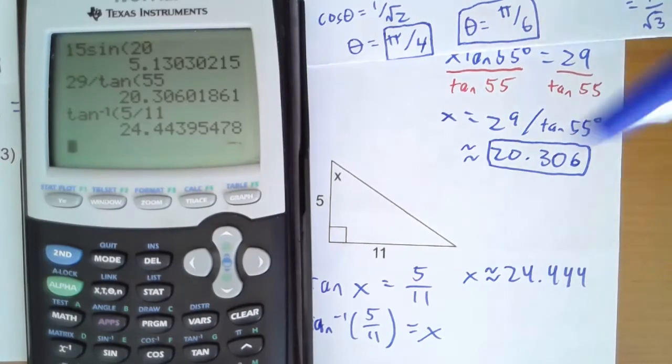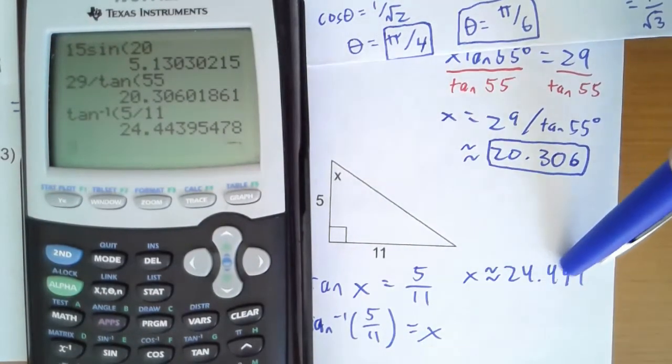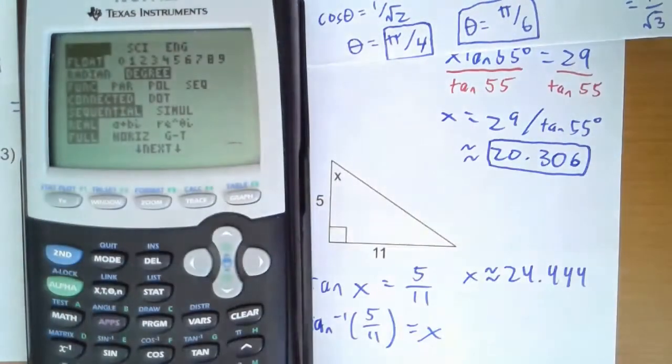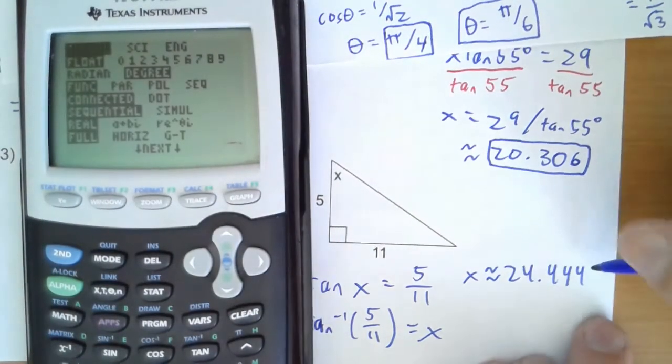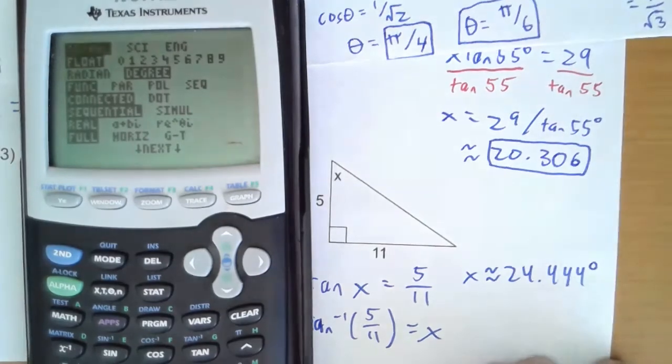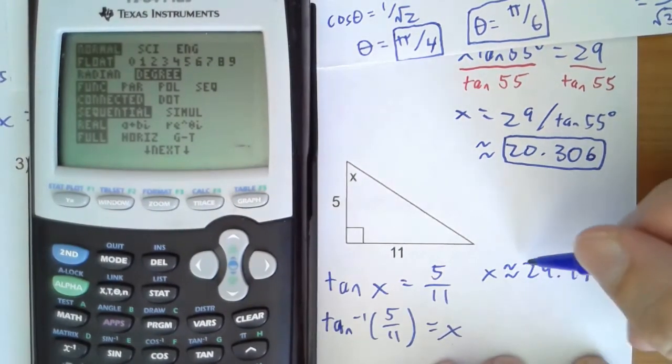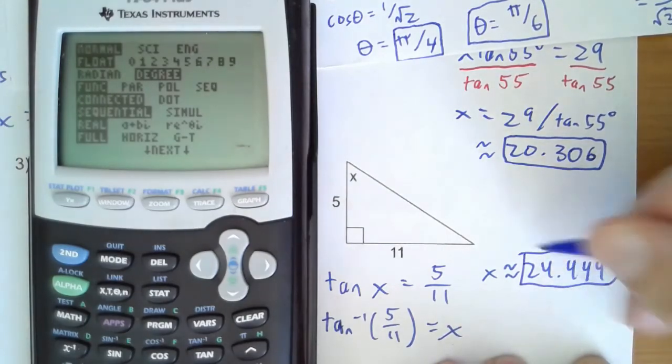Now, if you just write that, it's not quite correct. Because right now what I've written, where x is an angle, that would be 24.444 radians. Remember, I was in degrees. Well, if it's supposed to be in degrees, I have to write that it is an angle in degrees. I have to write that degree symbol there. Okay, so that could be one answer.